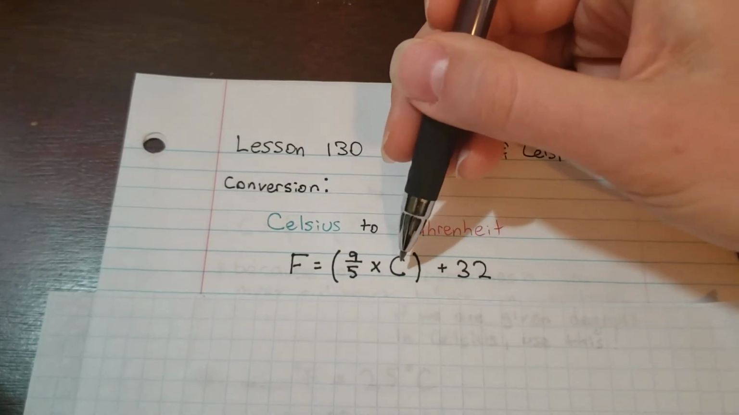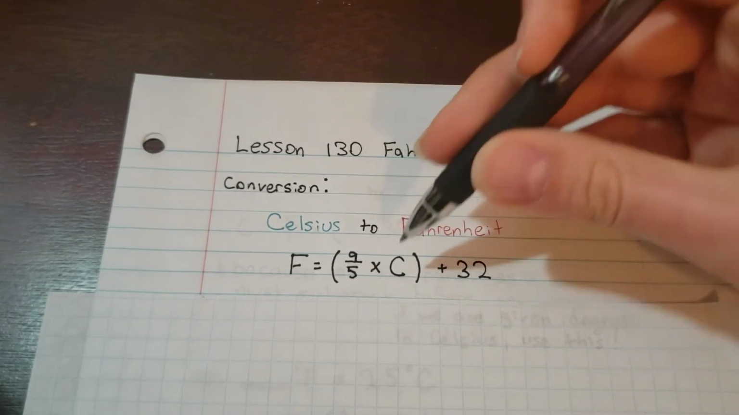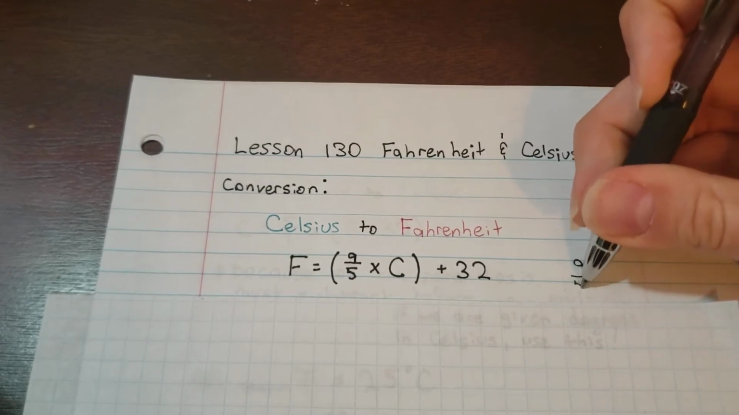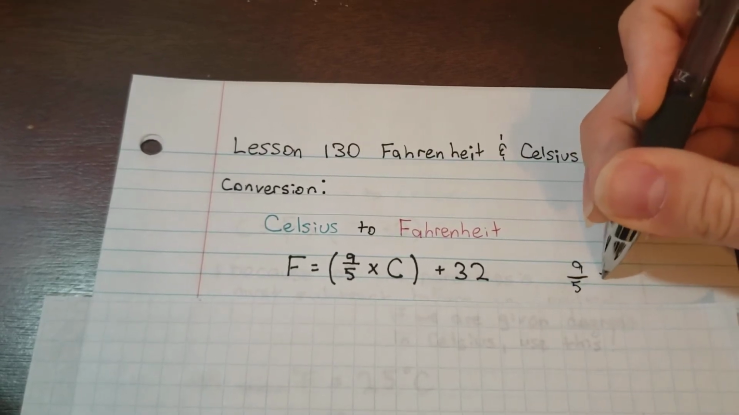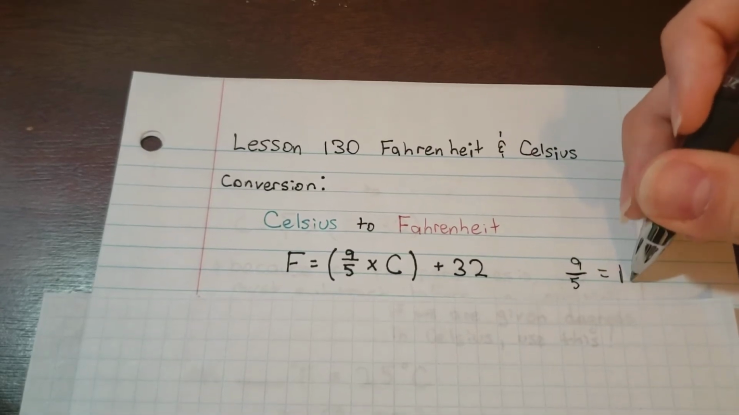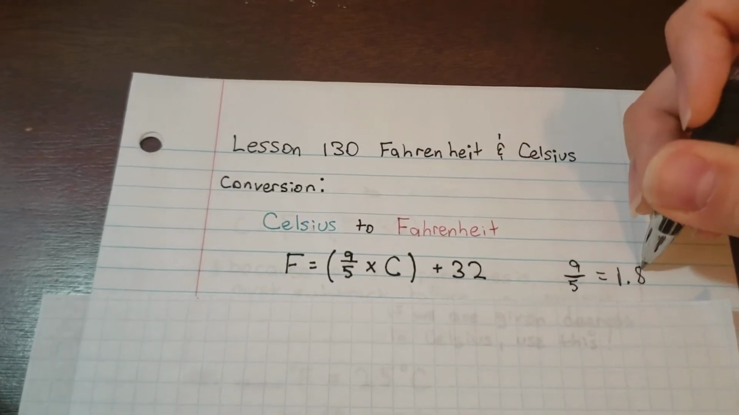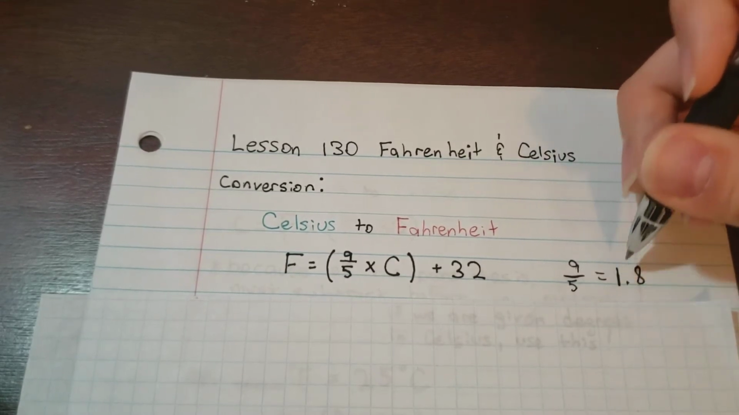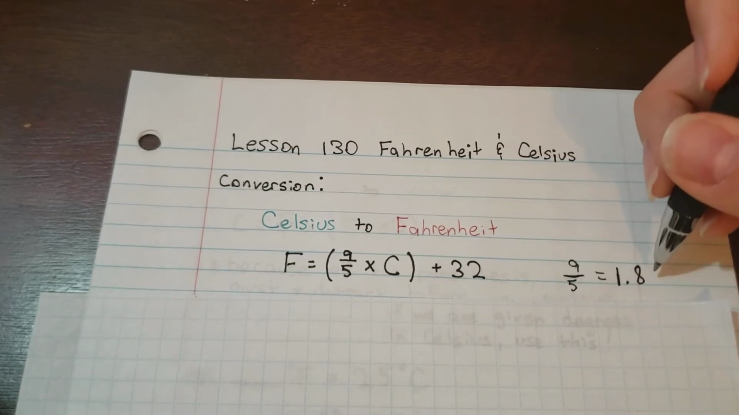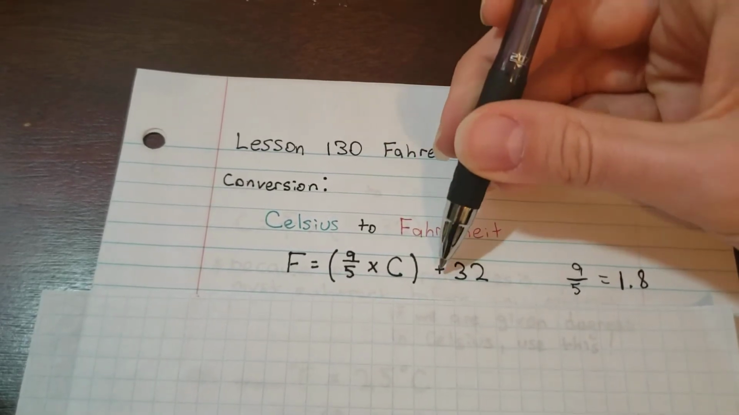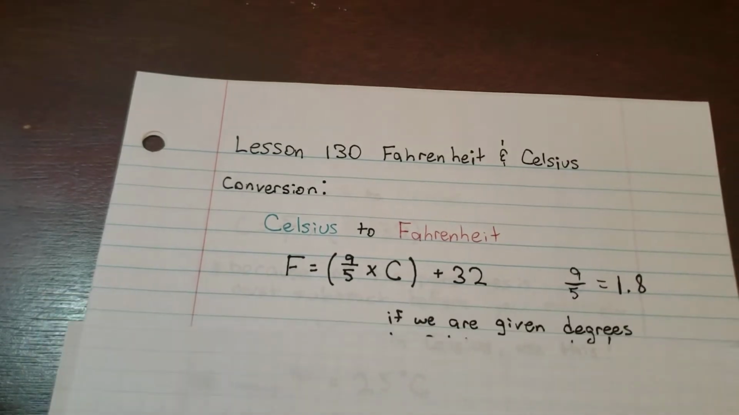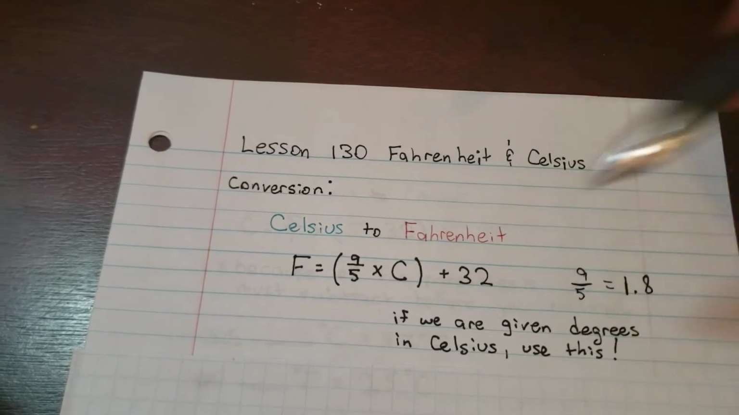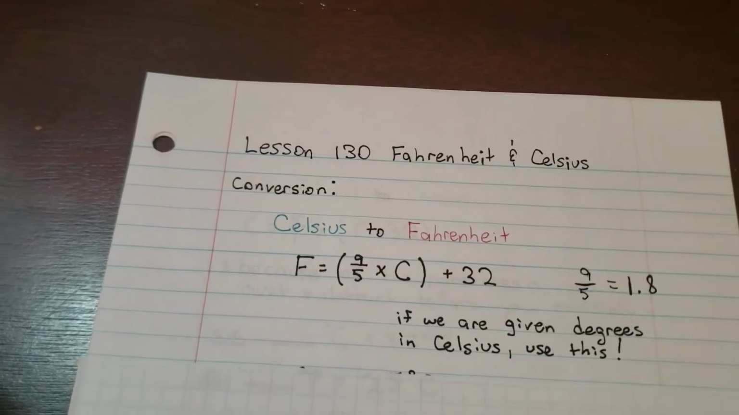So what we have in Celsius, we multiply that by 9/5, and again, 9/5 equals 1.8. So if you just wanted to convert that to a decimal, you can multiply 1.8 times Celsius and then add 32 to that. Again, this is when we are given our degrees in Celsius, we use this formula. Okay?